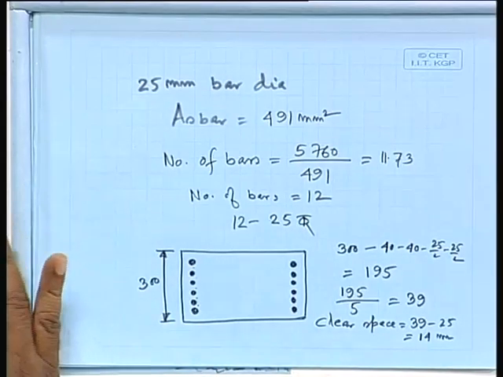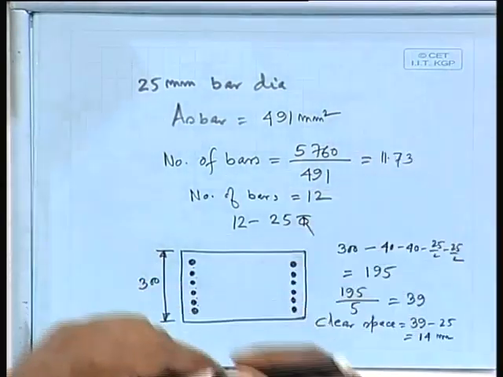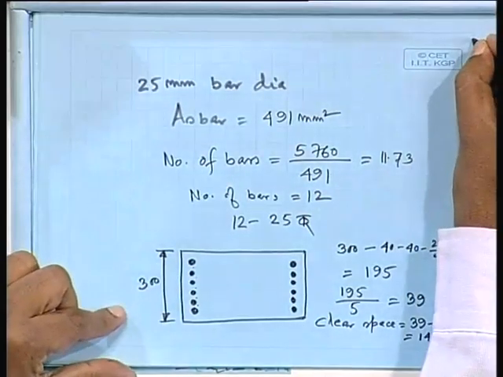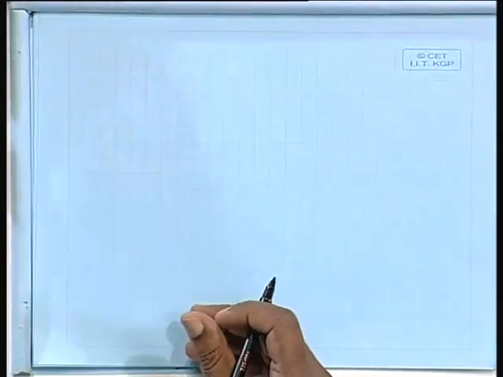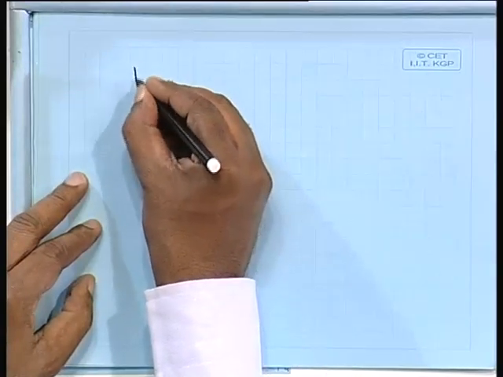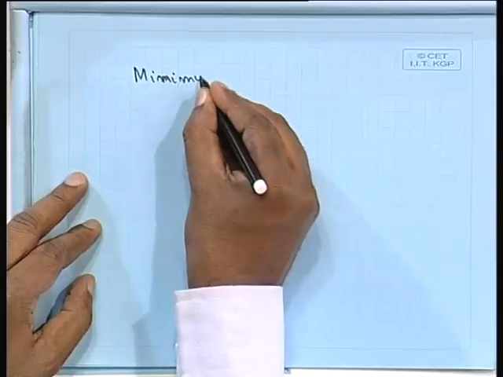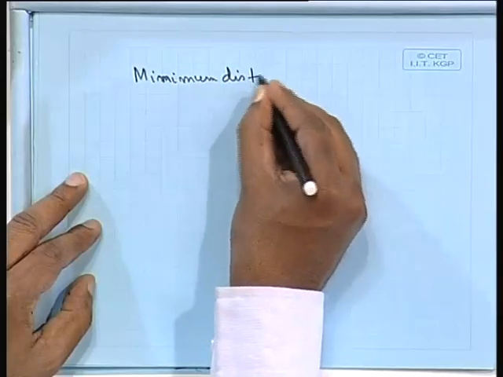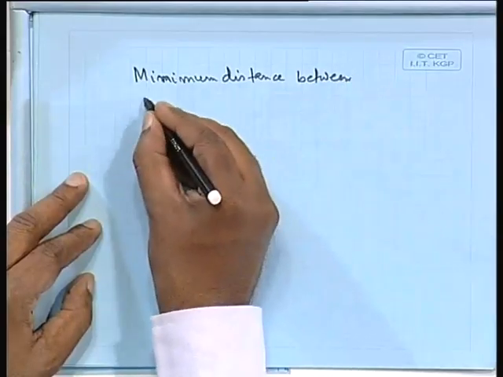Okay. So far so good, at least I can say compared to that. Let us find out what our code says, and that we shall get in the clause on minimum distance between individual bars.